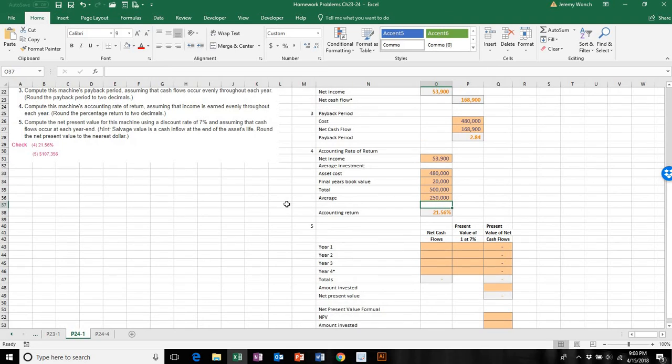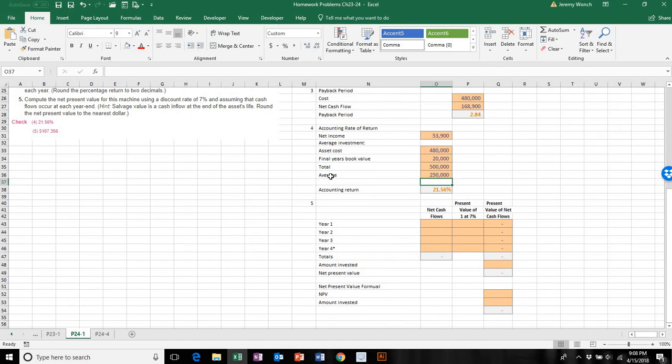And then the last thing it asks us to do is to calculate, it says, compute the net present value of the machine using a discount rate of 7%, assuming cash flows at the end of each year. And it gives us a little hint. It says, make sure we take into consideration the salvage value as a cash inflow.